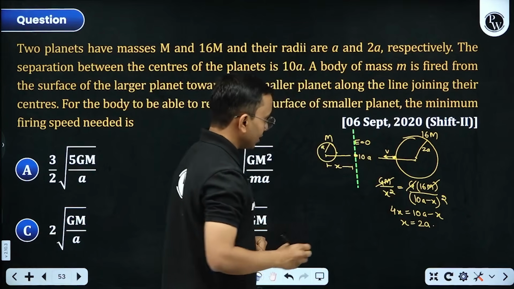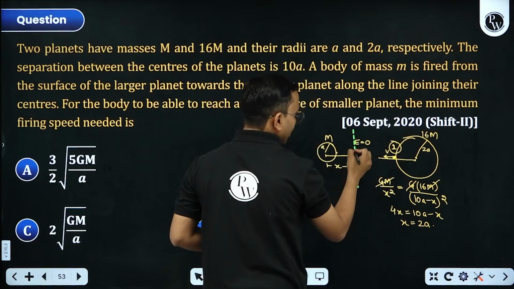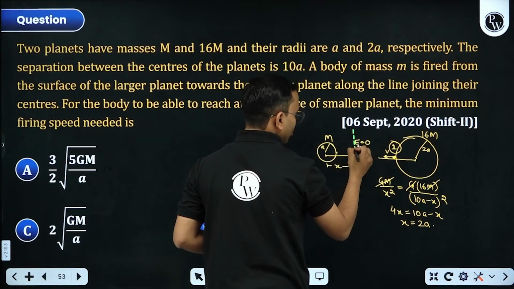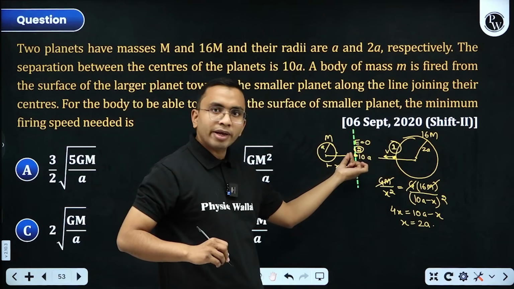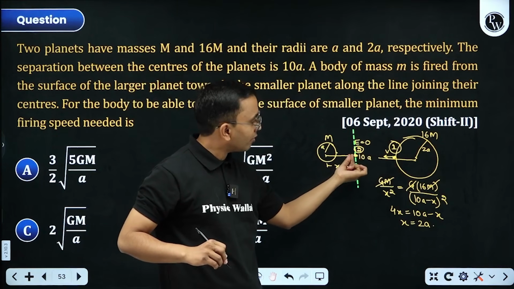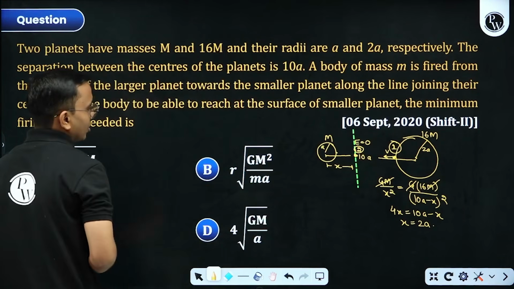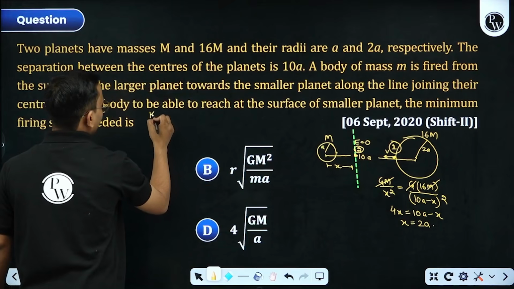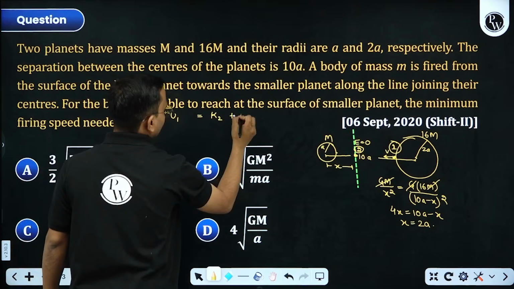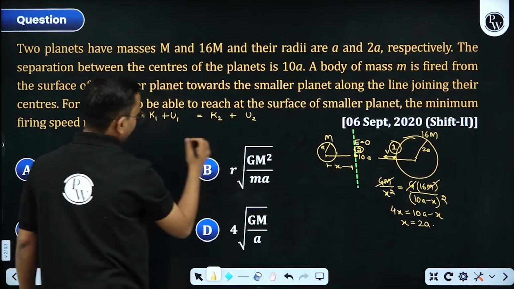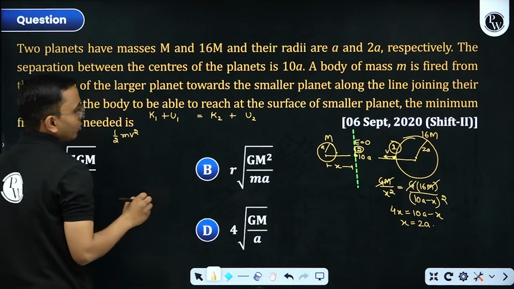Now this is my initial condition, and this is my final condition, point 2. I'm critically throwing it such that it just reaches this point. For v to be minimum, I'll consider the velocity at point 2 to be 0. Now I am applying conservation of mechanical energy. So kinetic at 1 plus potential at 1 is equal to kinetic at 2 plus potential at 2. Kinetic at 1, I am considering the velocity to be v, so half mv square.